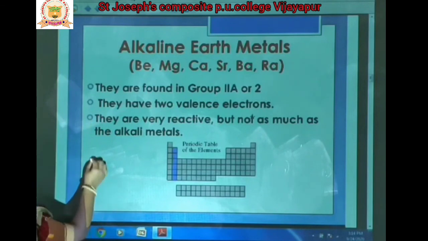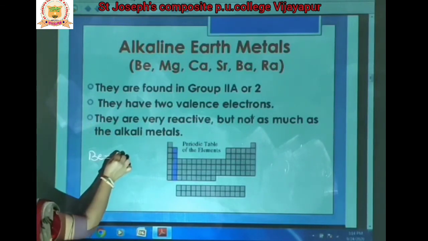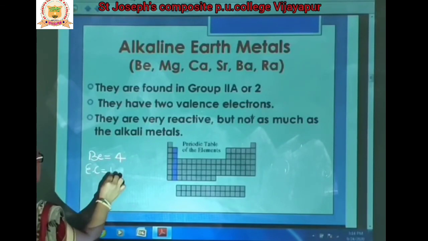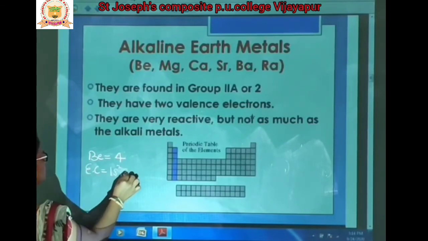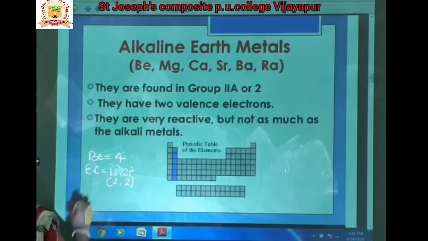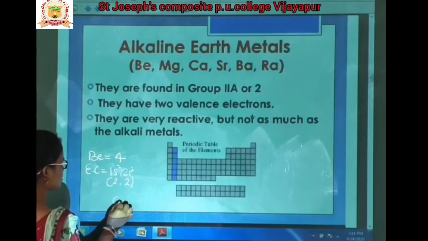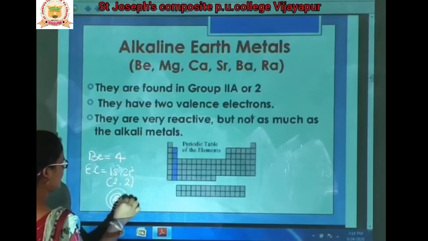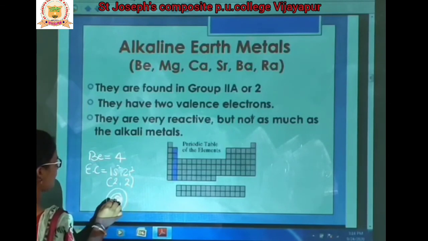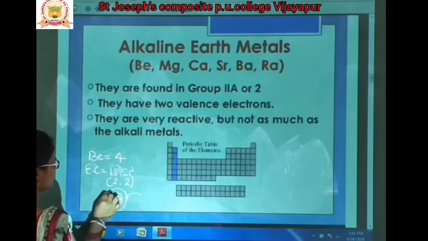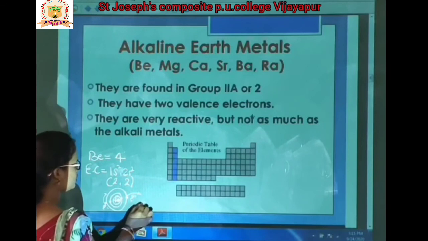Take an example of beryllium. The atomic number of beryllium is 4. Write the electronic configuration as 1s2, 2s2, otherwise write 2 and 2. Here, what is the valence shell? There are 2 shells: the first shell and the second shell. The first shell occupies 2 electrons, the second shell occupies 2 electrons. By losing these 2 electrons, it shows a valency of 2.